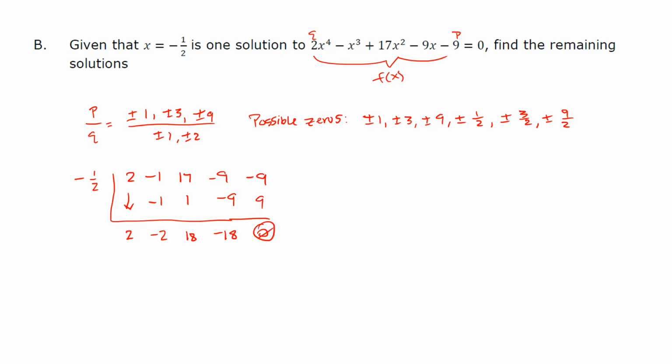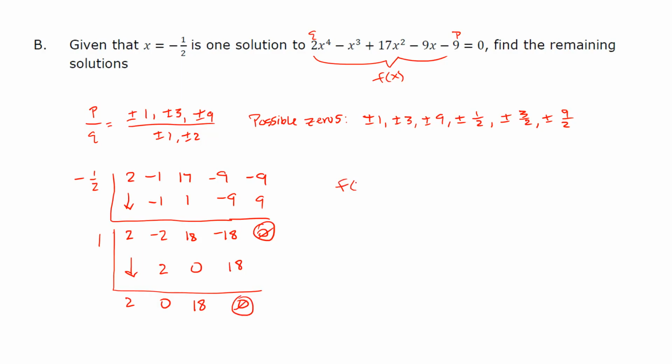Now, we know that negative 1/2 is a zero, but if we wanted to find any other zeros, we could. Okay? And we can do that by putting f of x into our calculator. And we would also find that 1 is a zero. Now, if you didn't find any other zero, that would mean that you either have a complex zero or an imaginary root. Okay? So let's bring down the 2, multiply, add, multiply, add, multiply, and add.